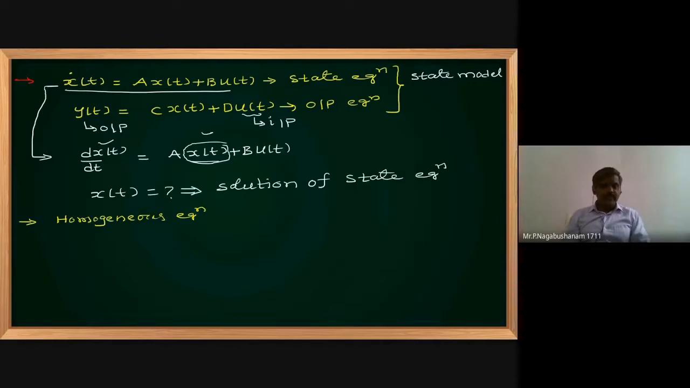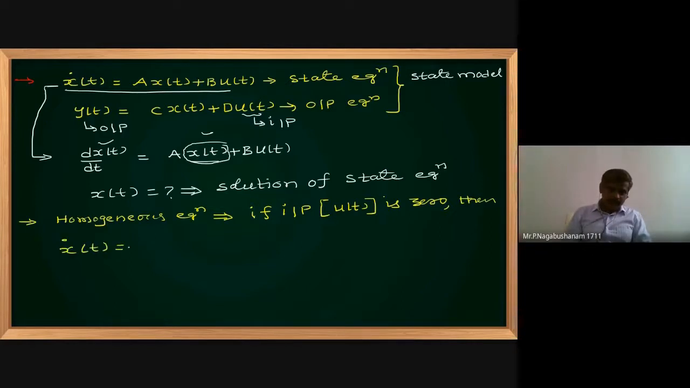Now in this case, what is a homogeneous equation? If the input, u of t in this case, is zero, then that equation is called a homogeneous equation. If input is zero, then x dot of t equals A into x of t, because u of t is zero. This is called a homogeneous equation. Homogeneous applies to state equations also, but a different meaning is there.